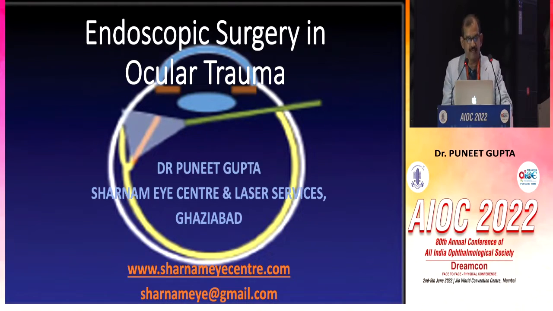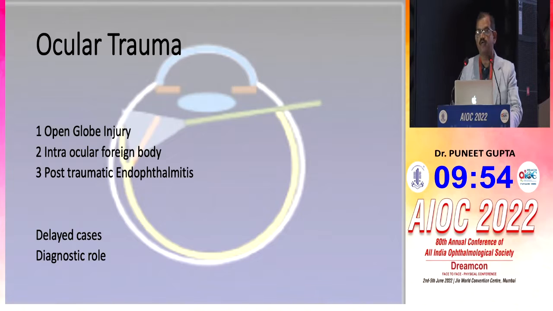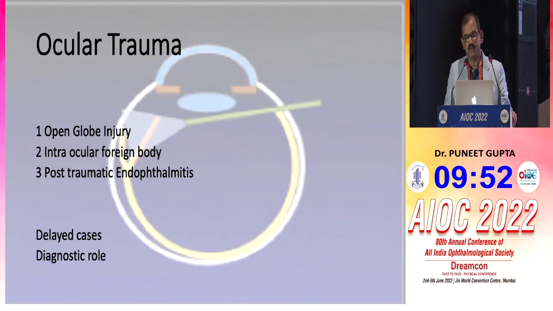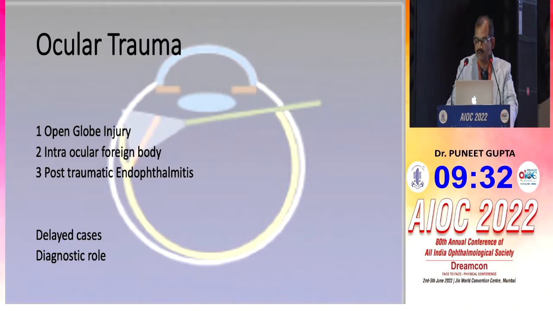I'll be talking about endoscopic surgery in ocular trauma scenarios. So why do we need endoscopy as an option in trauma cases? What are the advantages and disadvantages, and what are the issues of endoscopy in this situation? I'll be talking about three scenarios: open globe injury, intraocular foreign body, post-traumatic endophthalmitis, and will also be touching upon delayed cases and the diagnostic role of endoscopy in scenarios of ocular trauma.